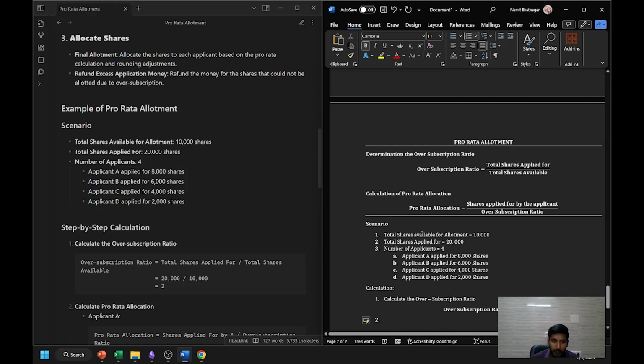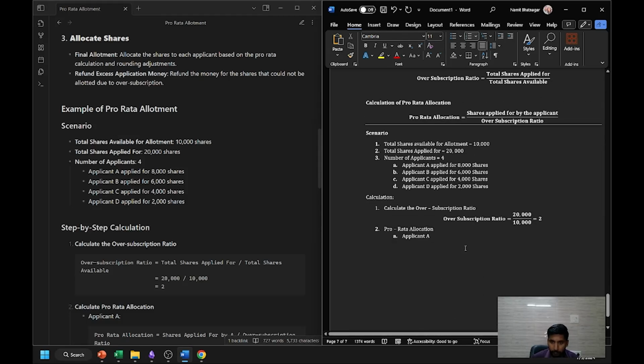Next, calculate the pro rata allocation. Now, we'll calculate the pro rata allocation for each applicant. Let's talk about applicant A. The pro rata allocation formula is this.